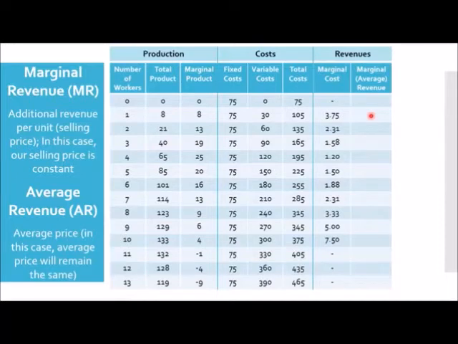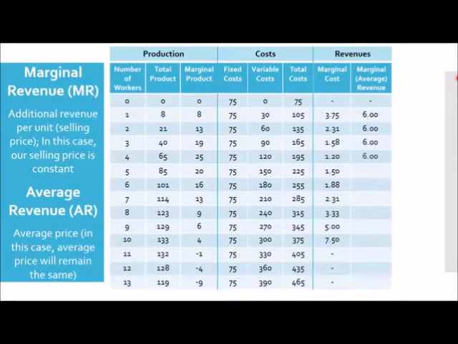Now for us, we're going to keep it constant through here. That's not necessarily realistic for a business. They would change their price based on how much they're producing. But we're going to say we're charging a fixed amount, so that for each unit that we sell, our marginal revenue is the exact same.